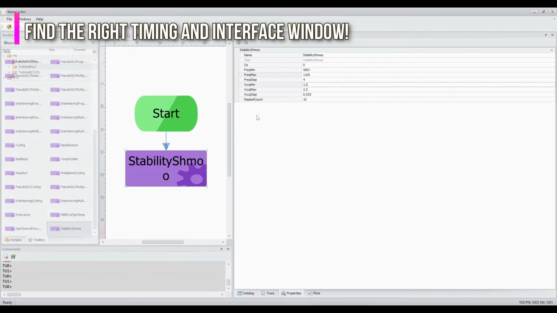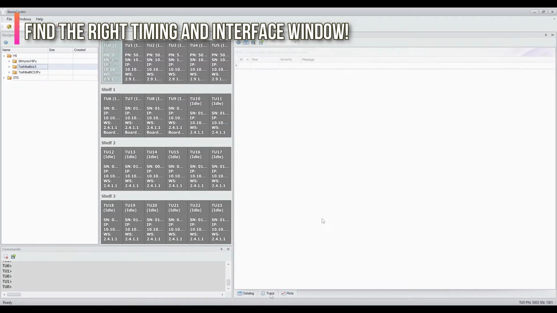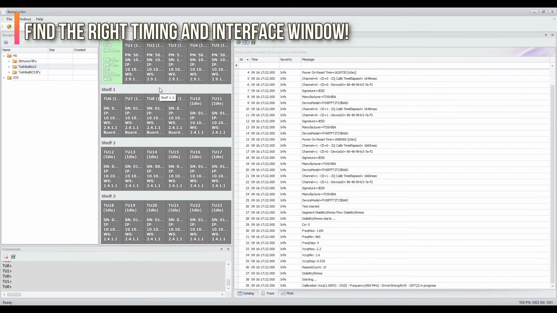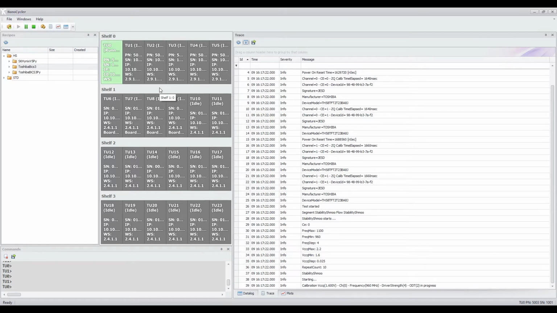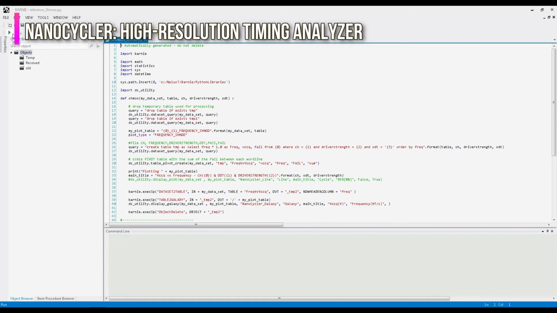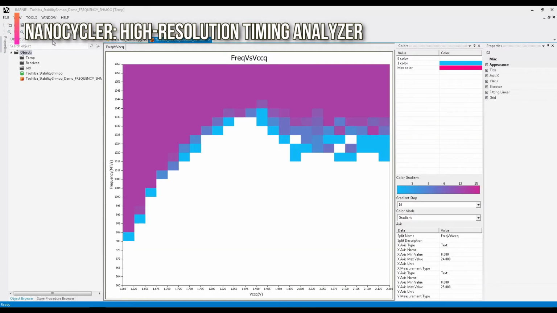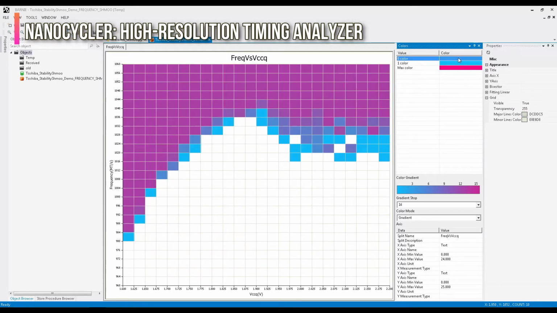The correct design requires the knowledge of the optimal sampling timing and the available window. Nanocycler has a built-in, high-resolution timing analyzer, able to measure the margins of the NAND signals. Nanocycler also supports the validation of custom training algorithms in a more friendly environment than the controller itself.